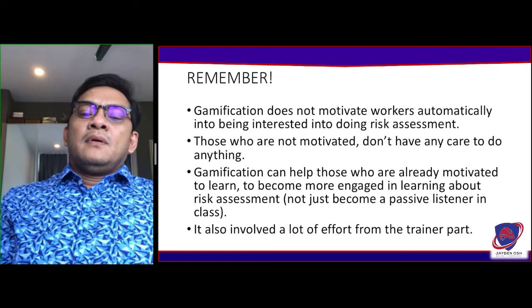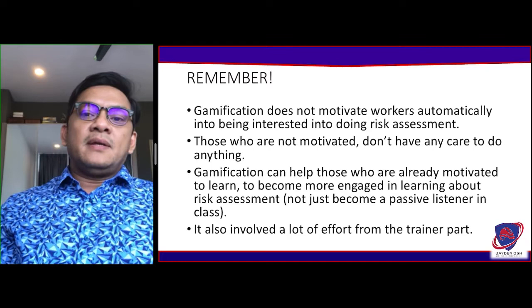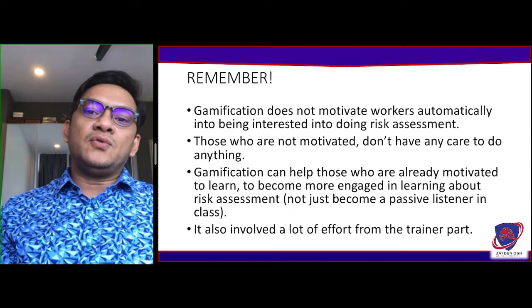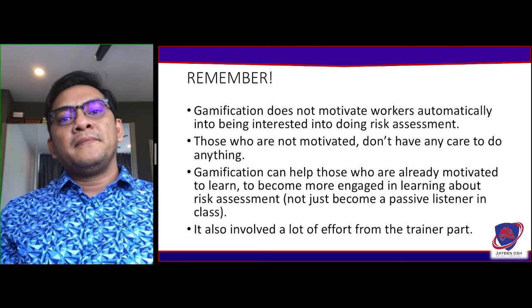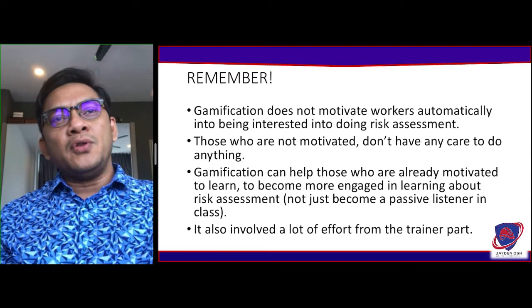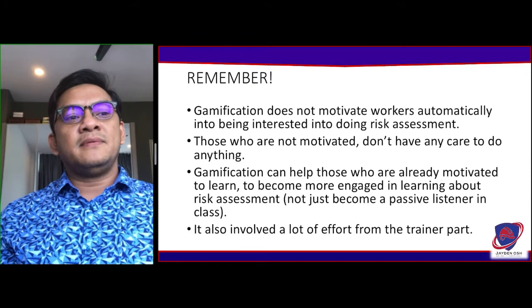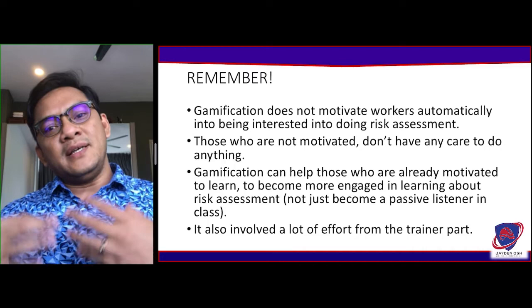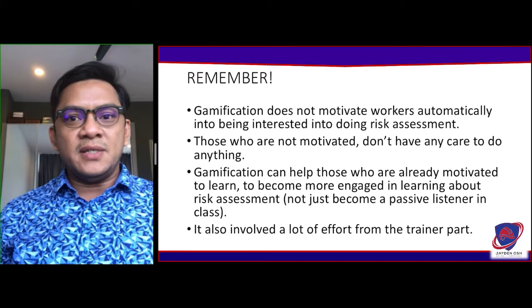And it also involves a lot of effort from the trainer part. Okay, this is also important. The trainer also must want it. You must be passionate. You must want to put the effort into putting gamification. Because it involves a lot of effort. The usual stuff, the old way of doing things, you just stand there and just talk for hours, you write, and then you play the PowerPoint slides, and then you just point to the slides. That is simple. So if you are not ready to be engaged into challenging activities, then you are not ready for gamification.